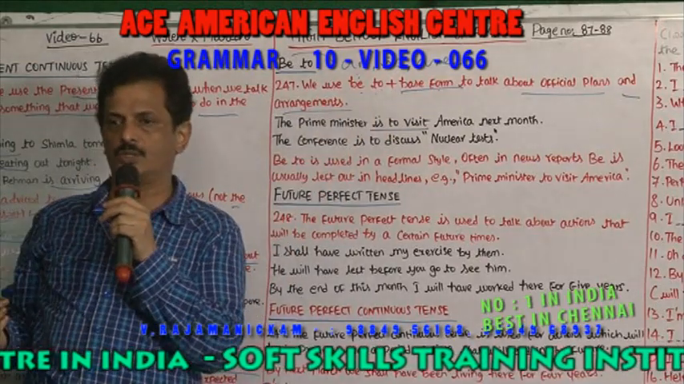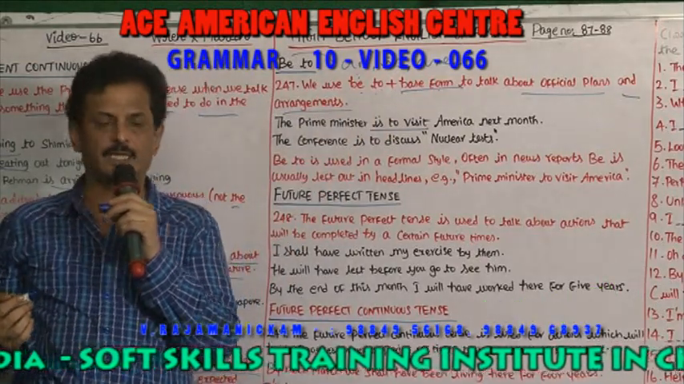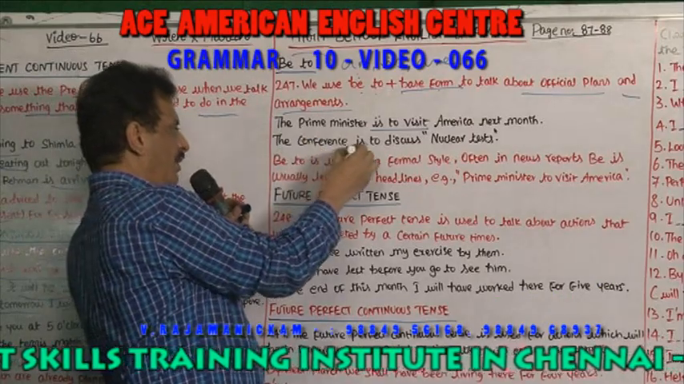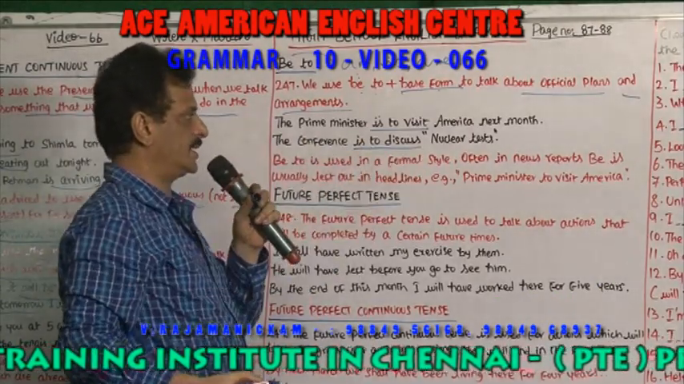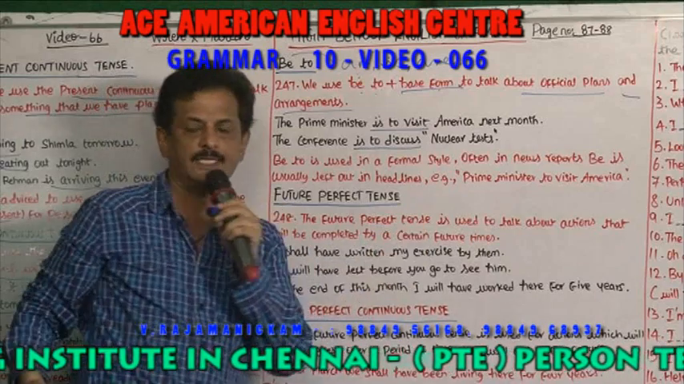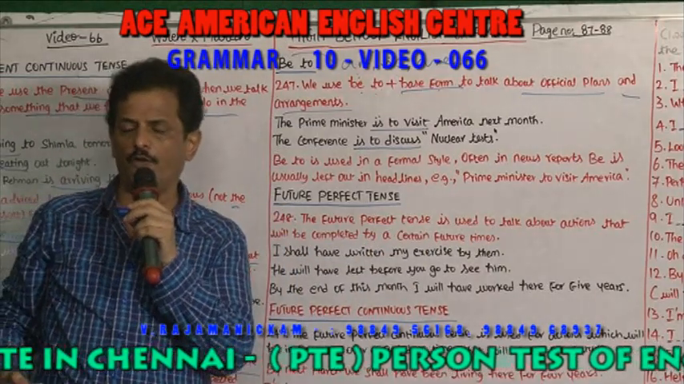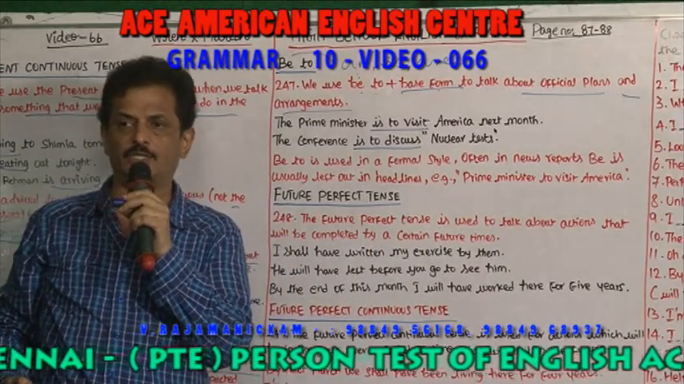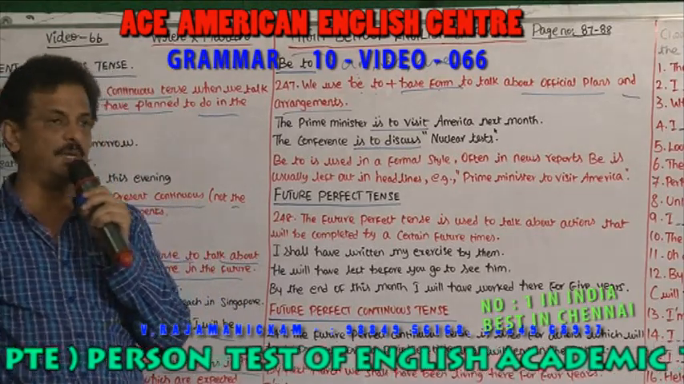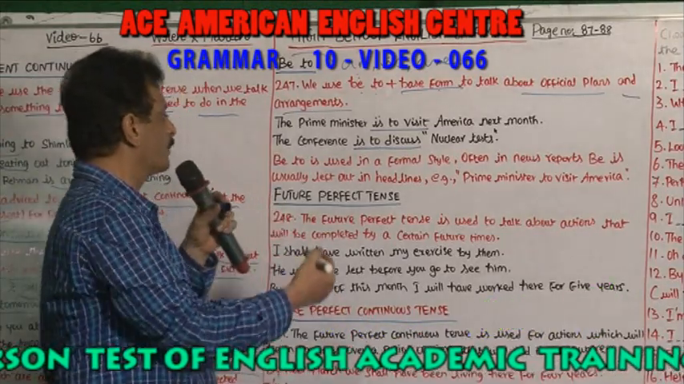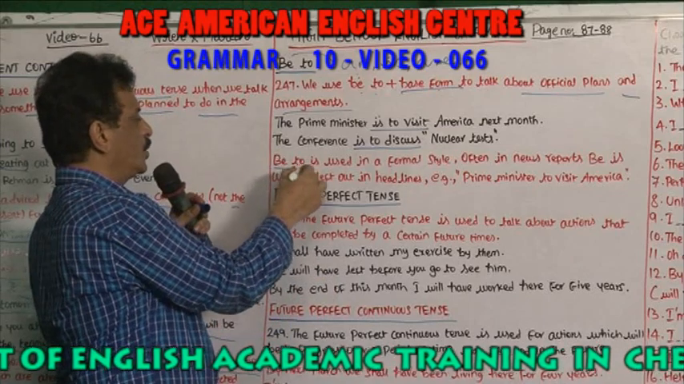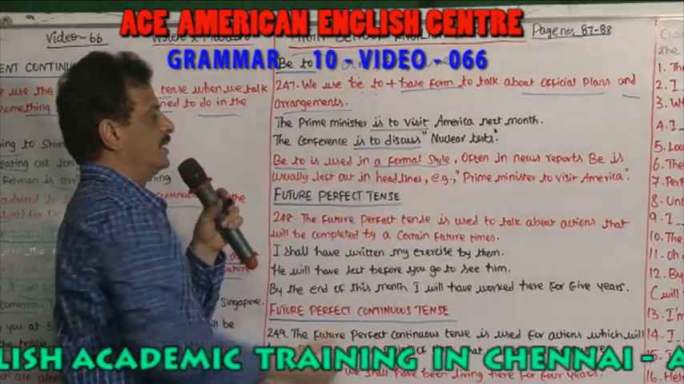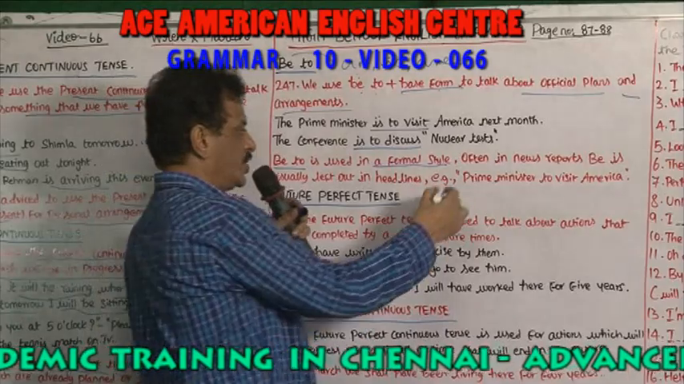It is true also. Mr. Modi is to visit America next month. So the conference is to discuss nuclear tests. So it is an official plan and an official arrangement. For official plans and official arrangements, you are using am, is, are plus to plus present tense verb. So be plus to is used in a formal style.